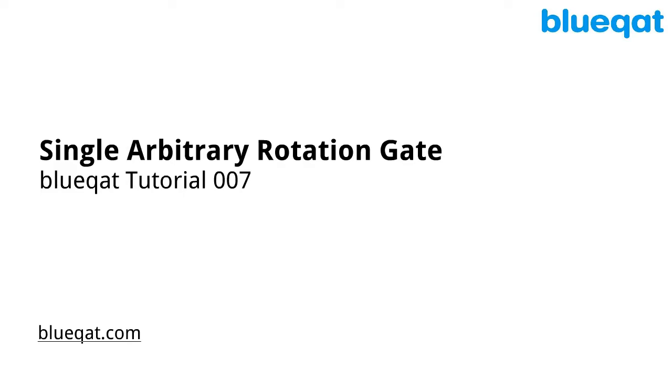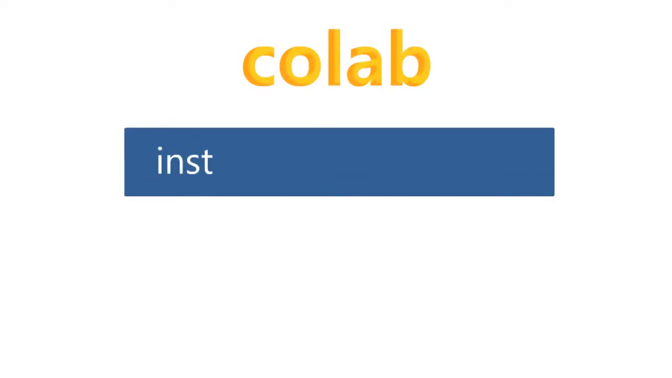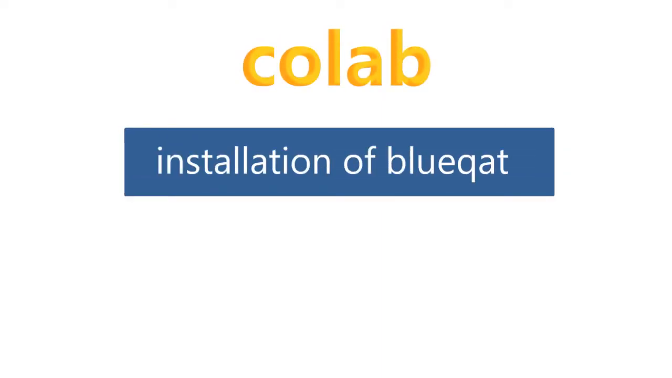In this tutorial video we will be learning about Single Arbitrary Rotation Gate in BlueCat. We will be doing this in Google Colab. Like we did in previous video, we will start with installation of BlueCat.